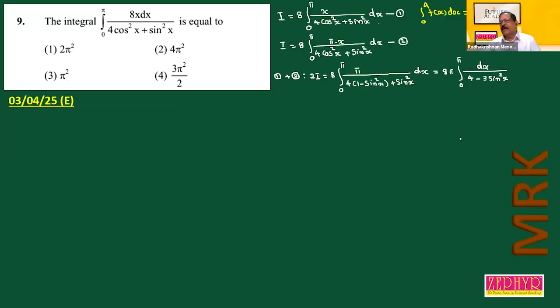Now again you can simplify. How? This again you can write as 8 pi into integral 0 to pi. That you can write as 2 into integral 0 to pi by 2, 1 by 4 minus 3 sin squared x dx.